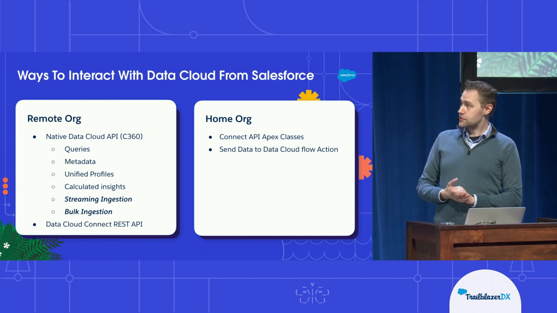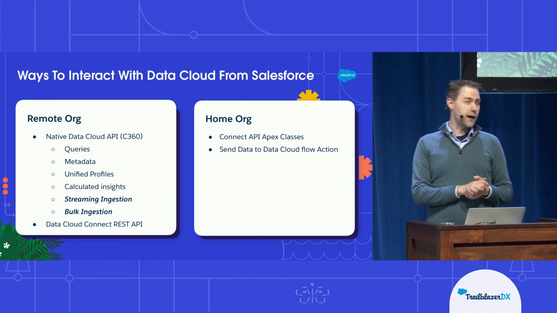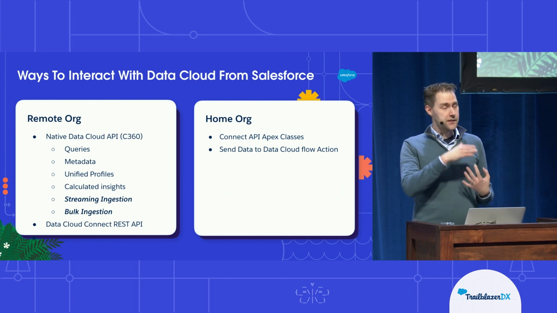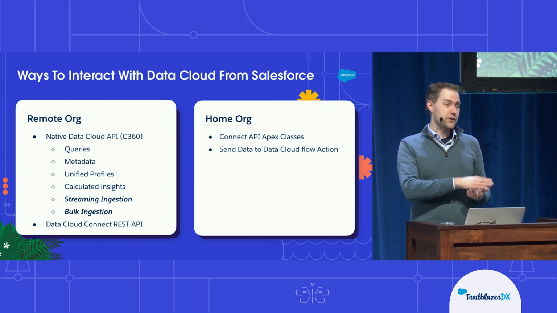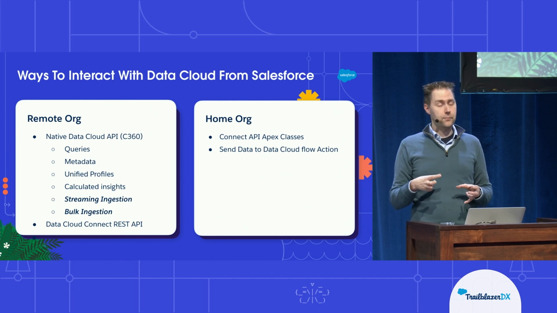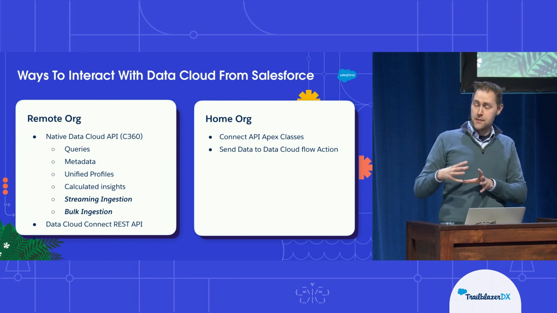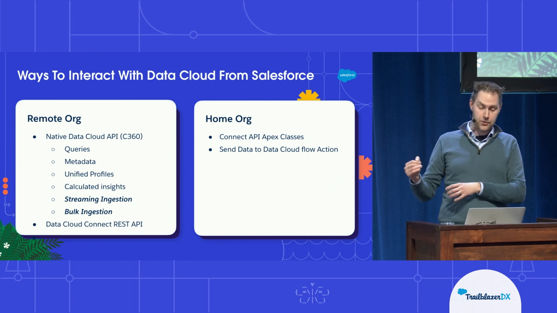Now, there's different ways to interact with Data Cloud in general. So first, we have a remote org. This means in a remote org, your Data Cloud is activated on a different org than the org you're calling Data Cloud from. And if you're on the home org, it means that you're calling Data Cloud from the same org as your Data Cloud is enabled on.